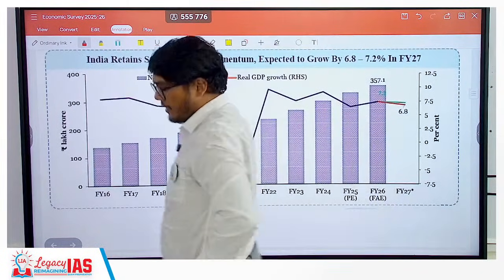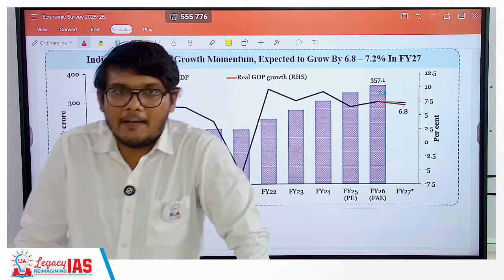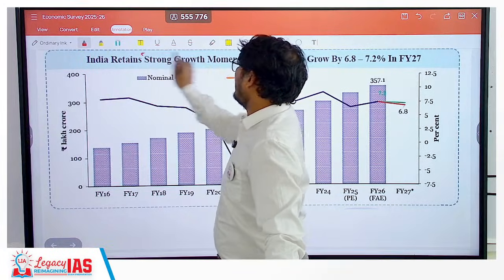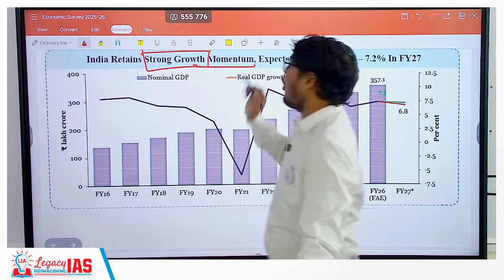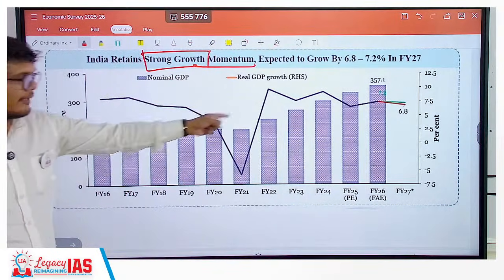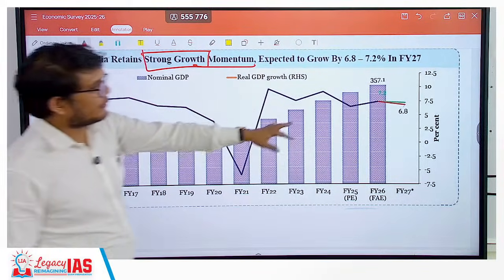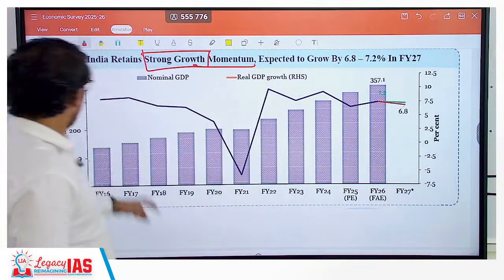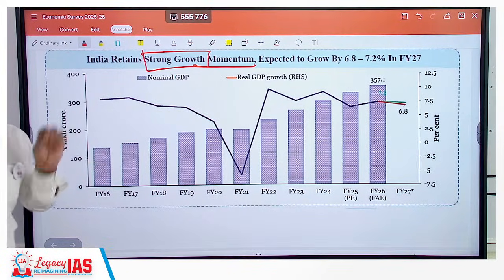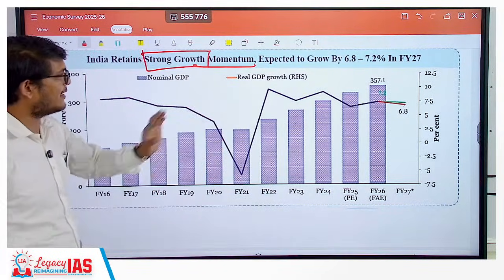However, even after all this, one good thing that has remained with India is the fact that India's GDP is seeing a very strong growth momentum, as is clear by this histogram and the line diagram. So the line diagram is the one that is going to give you the percentage increase, whereas the histogram is going to give you the quantum or the number or the amount. So when you're reading the graph, be very clear as to what is representing what.